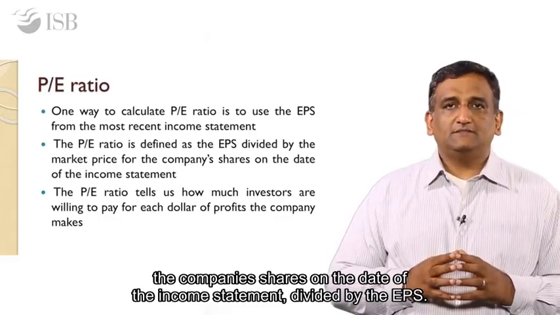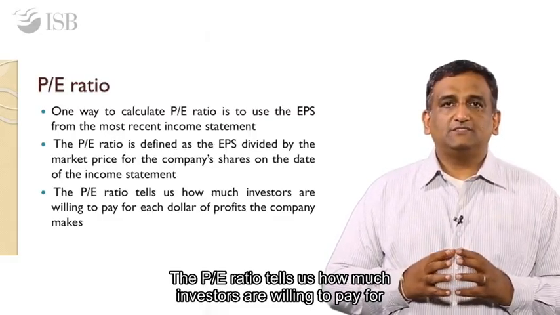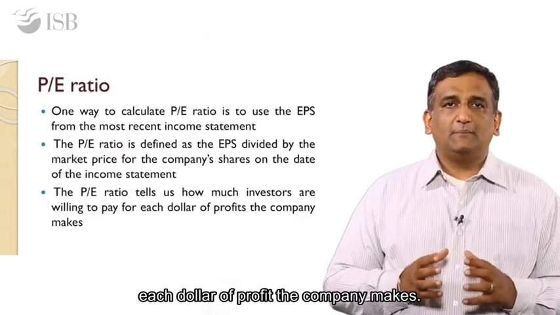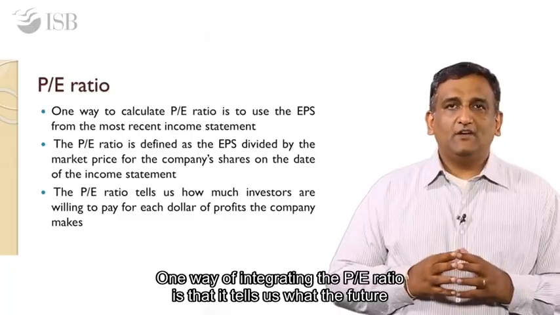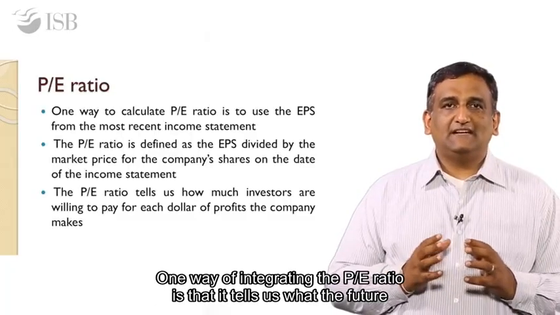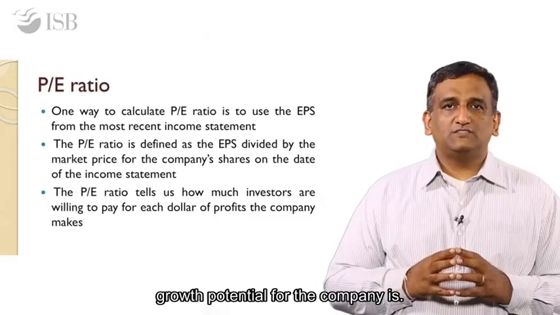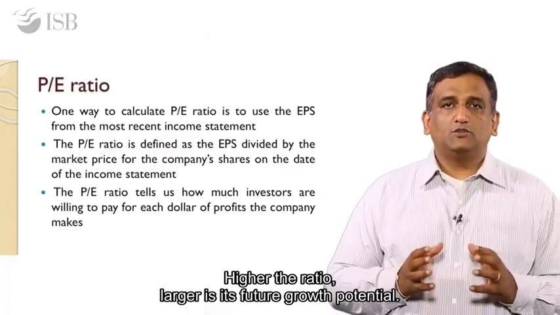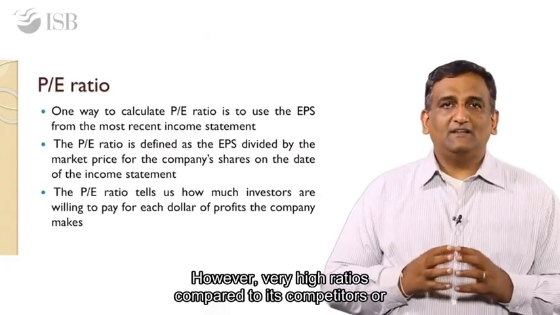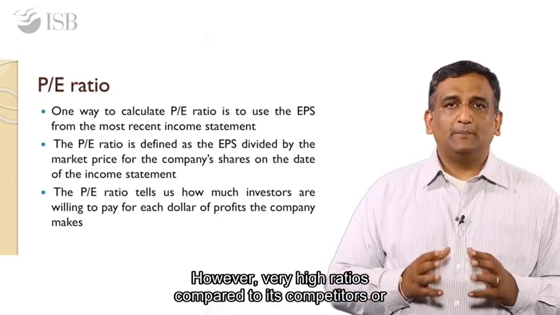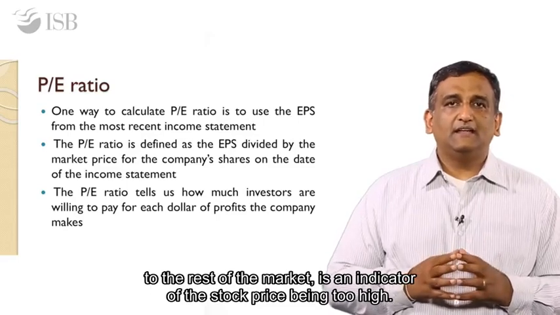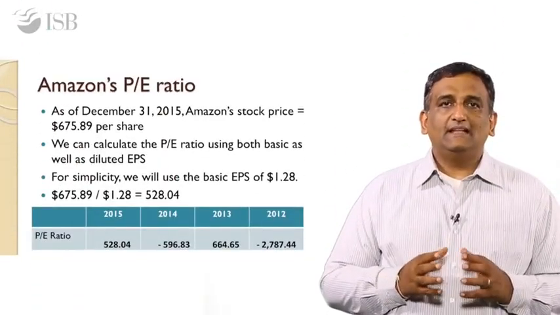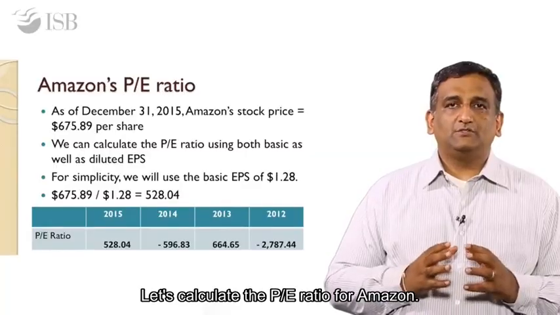divided by the EPS. The PE ratio tells us how much investors are willing to pay for each dollar of profits the company makes. One way of interpreting the PE ratio is that it tells us what the future growth potential for the company is. The higher the ratio, the larger its future growth potential. However, very high ratios compared to its competitors or to the rest of the market is indicative of the stock price being too high. Let's calculate the PE ratio for Amazon.